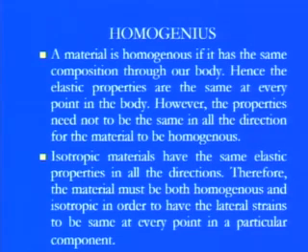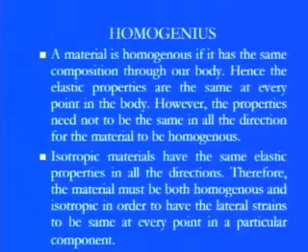So if it has the same composition throughout our body, like you see our cell is there. If you take any part of our body and just take it out of the cell, you will find that the cell characteristics are homogeneous for a unit body. Similarly, we can say that the material is homogeneous because it has the same composition throughout this particular material body. Hence the elastic properties are the same at every point in the body.